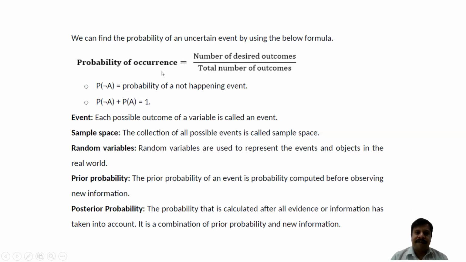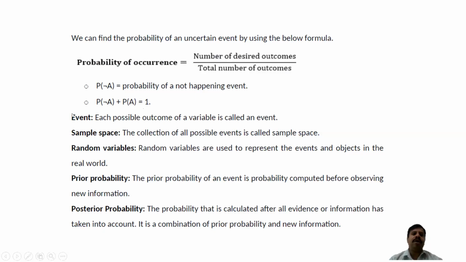The probability of an event is represented by P of A, while the probability of the event not happening is represented by P of not A. So it can be represented like this. The probability of occurring plus the probability of not occurring of an event A is always equal to 1.